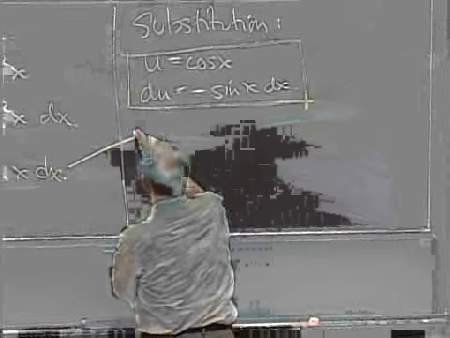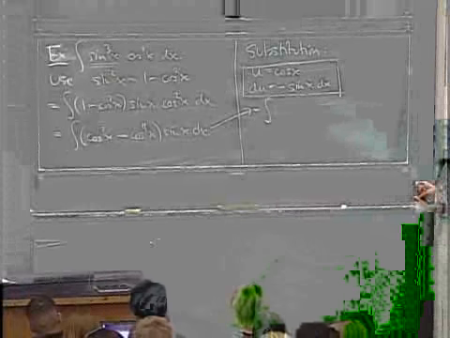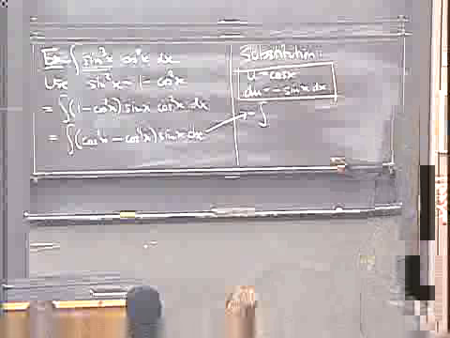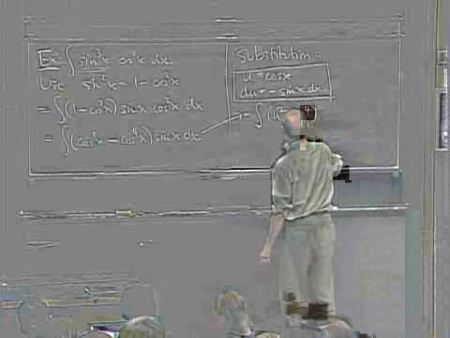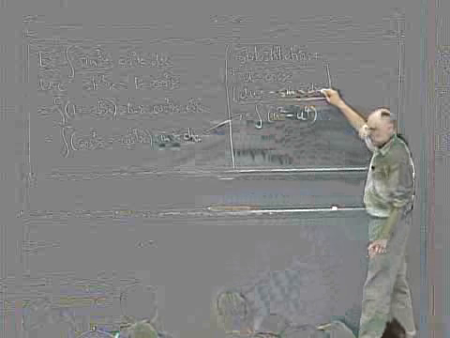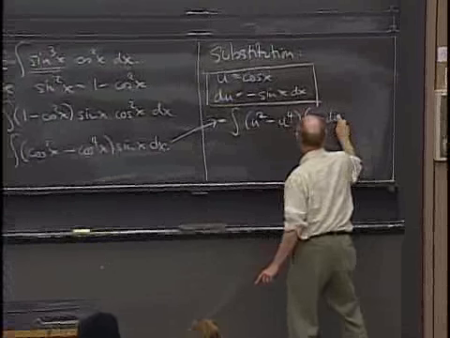And so when I make that substitution, what do we get? Cosine squared becomes u squared. Cosine to the fourth becomes u to the fourth. And sine of x dx becomes not quite du. Watch for the sign. Watch for this minus sign here. It becomes minus du.